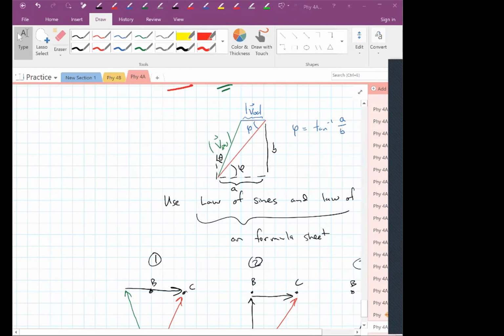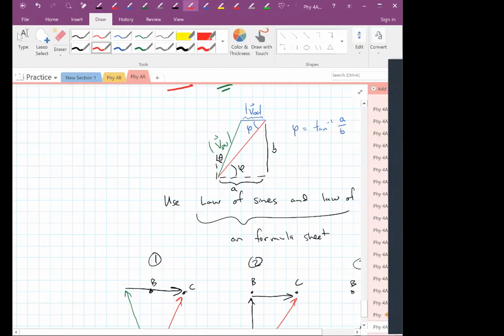Now, I didn't give you numbers, so I can't give you a final answer, but you're using law of sines and law of cosines. Actually, I think you can just use law of sines to solve this, but you have to find this angle right here, right? Once you find that angle, I'll call it gamma.